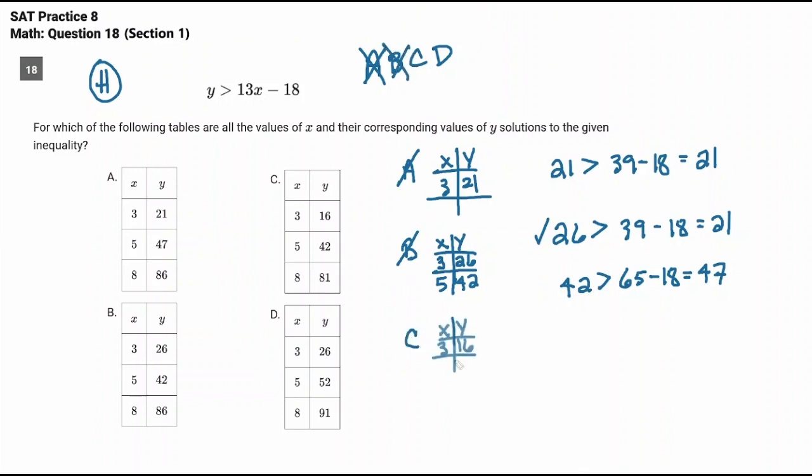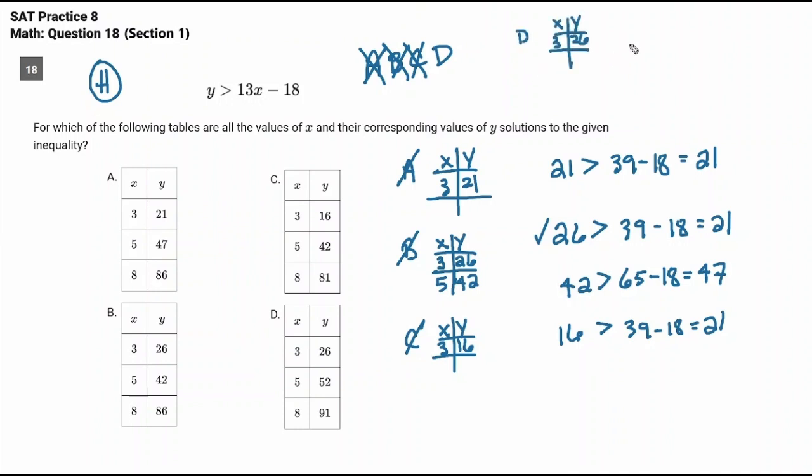C. This time I've got y is 16. That's bigger than 13 times 3, 39, minus 18. You've already done that. 21. Is 16 bigger than 21? It's not. So C is gone. If you're in a hurry, you know D is the right answer, because nothing else works. But let's check it out.